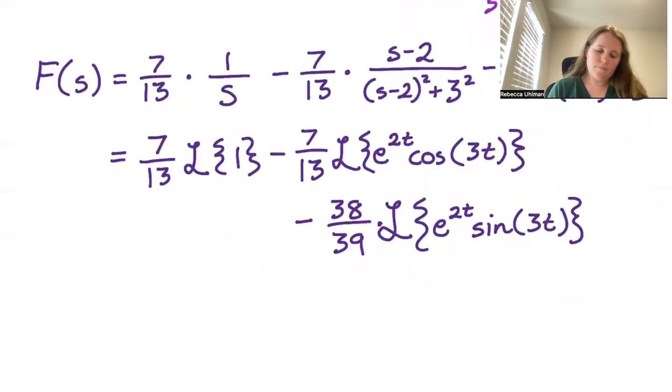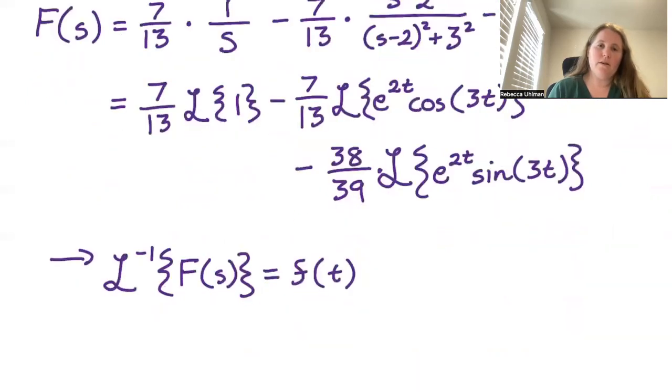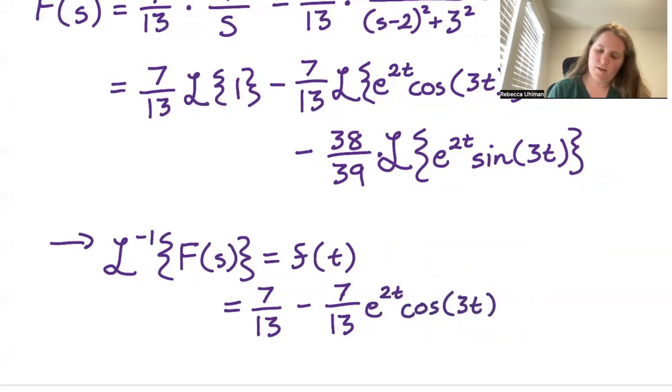This then gives us that the inverse Laplace transform of f of s should be equal to f of t, which is equal to 7/13 times 1, minus 7/13 times e to the 2t cosine of 3t, minus 38/39 times e to the 2t sine of 3t.